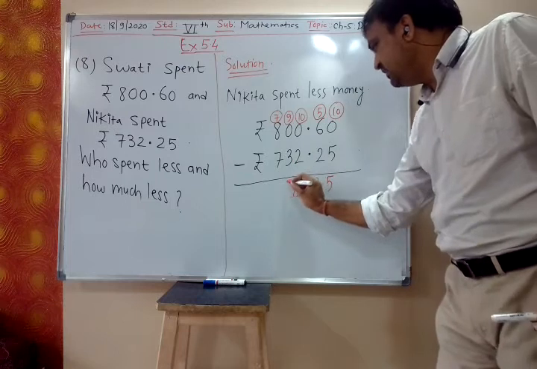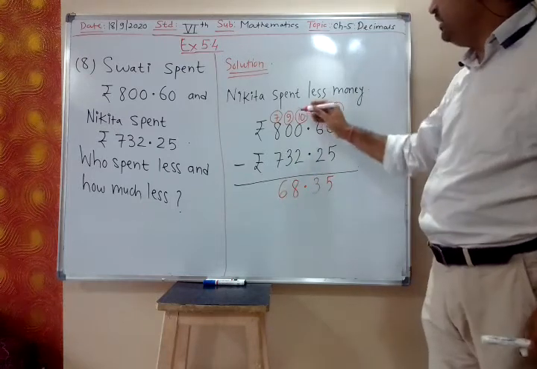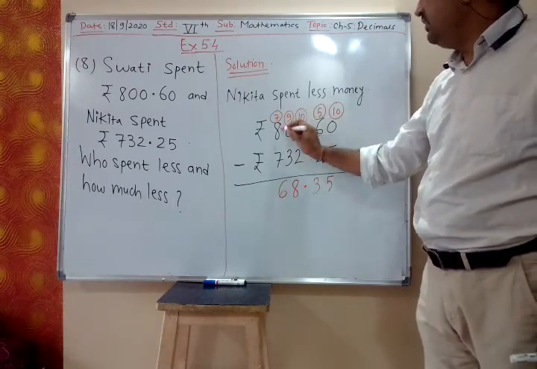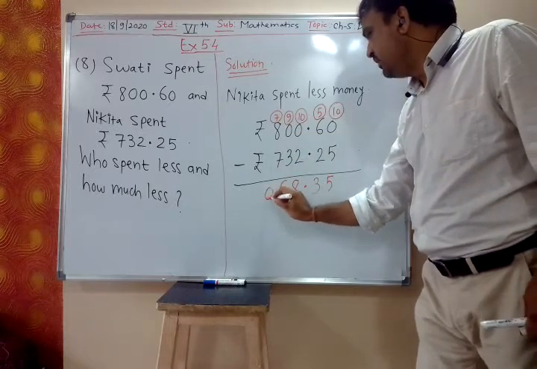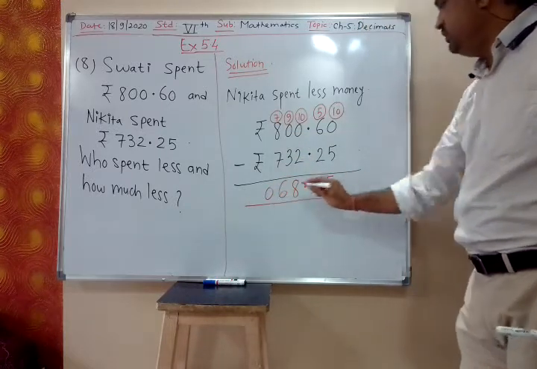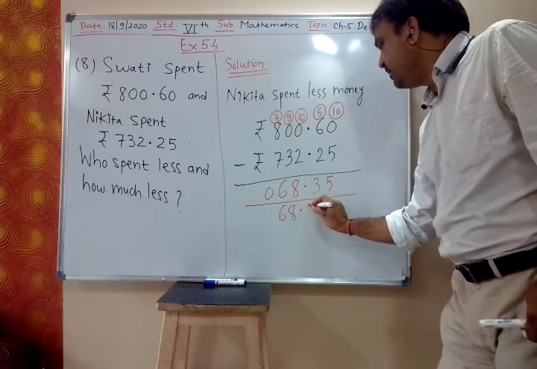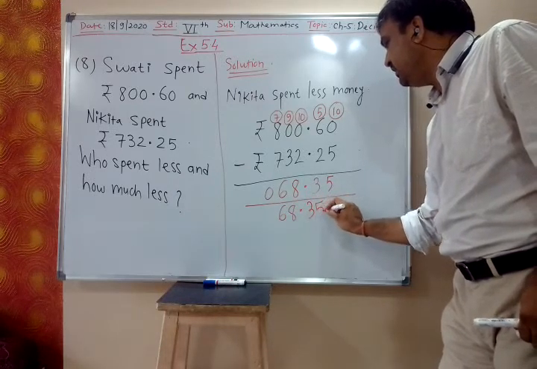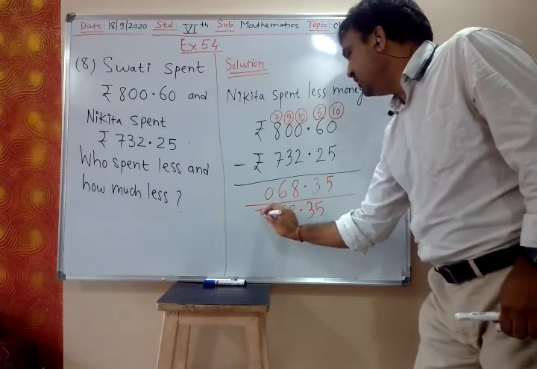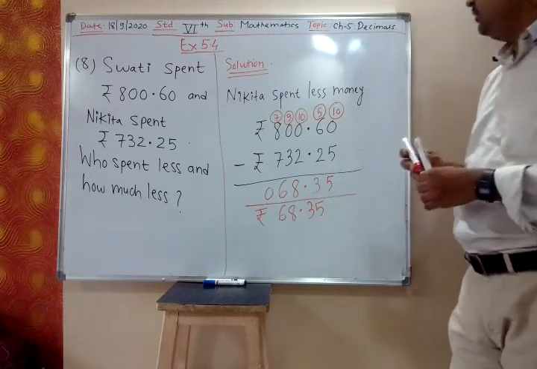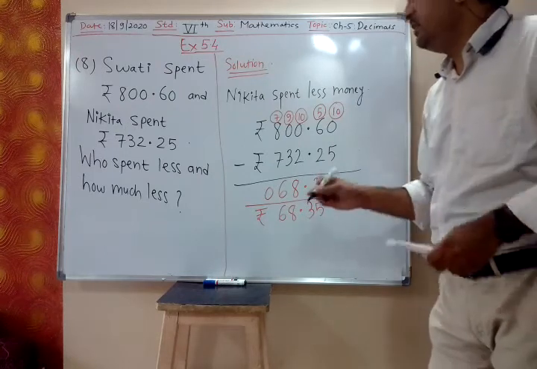9 minus 3 is 6. Then 7 minus 7 is 0. So 0, 68 is same as 68. So rupees 68.35. So now we write the final answer.